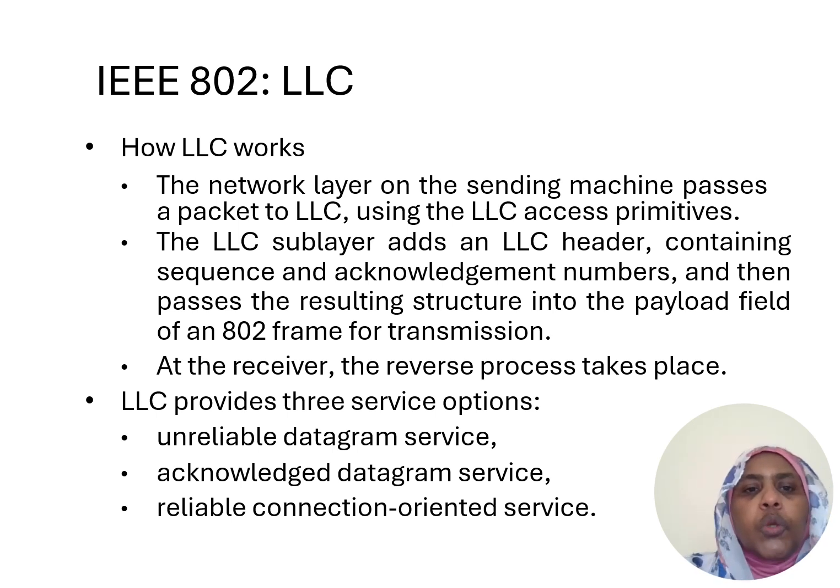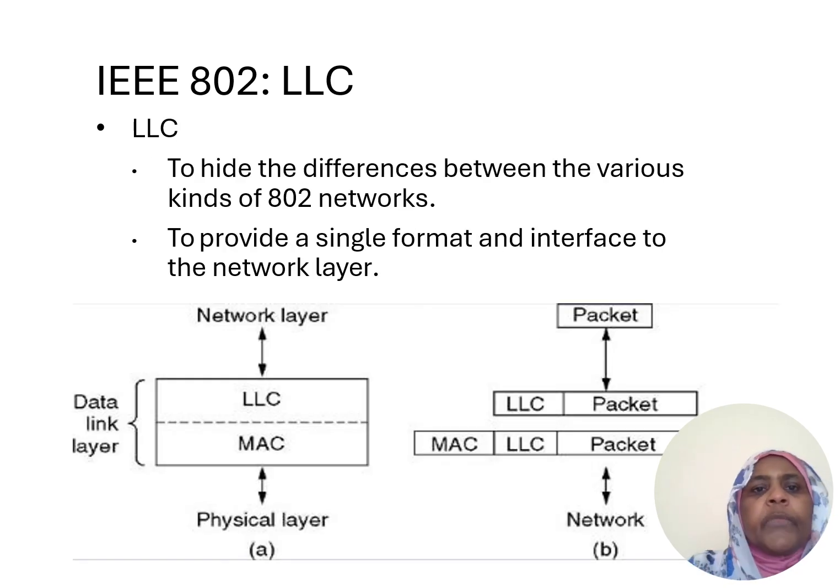The logical link control works simply by receiving packets from the network layer and passing them to the medium access control sublayer after adding the logical link control header to it. The logical link control provides unreliable datagram service, acknowledged datagram service, as well as reliable connection-oriented service. It hides the differences between various kinds of 802 networks from the network layer and provides a single format and interface to the network layer.